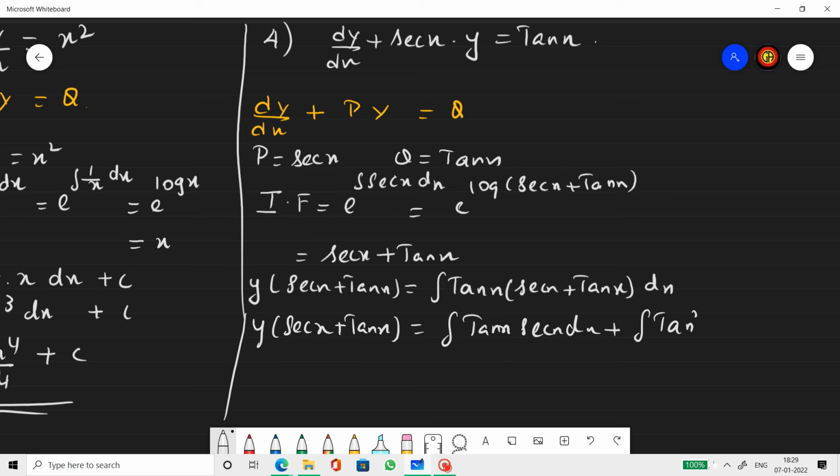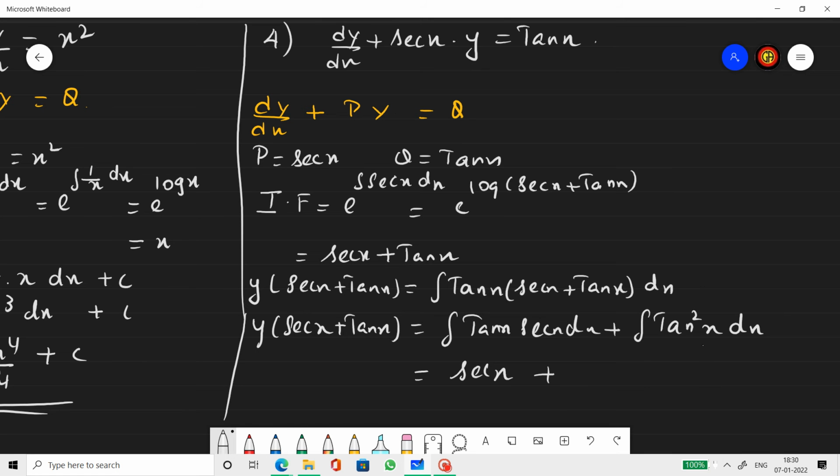Integration of tan square x dx. For tan x and sec x, we have straight integration. So integration of tan x sec x is sec x, because differentiation of sec x is sec x tan x. Hence integration of sec x tan x is sec x.